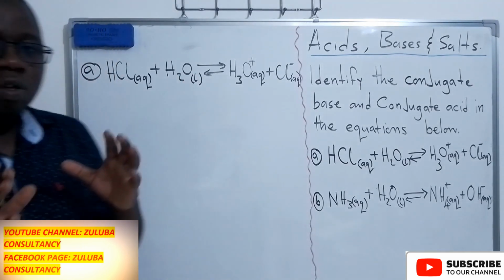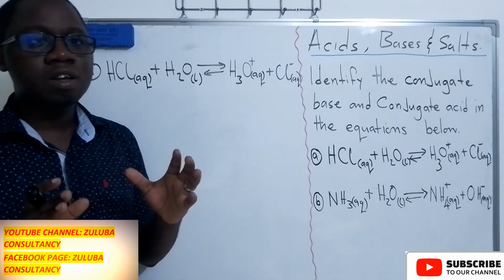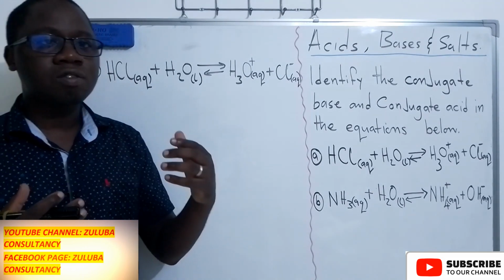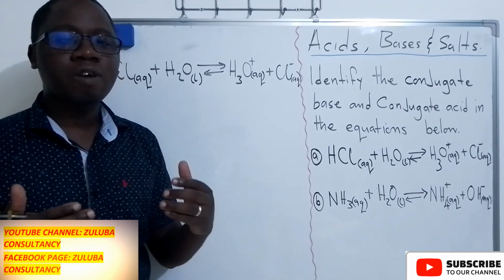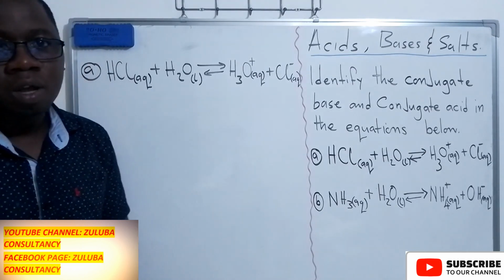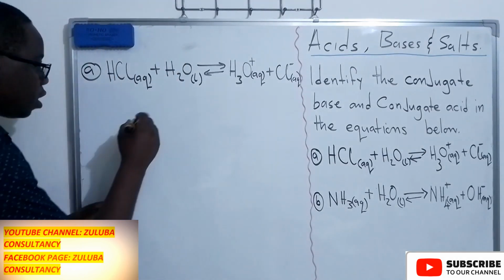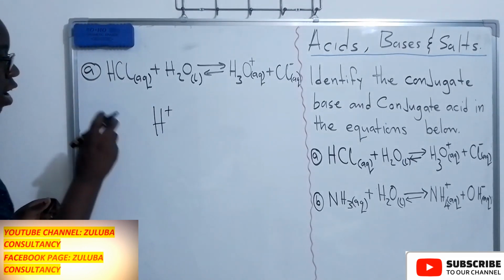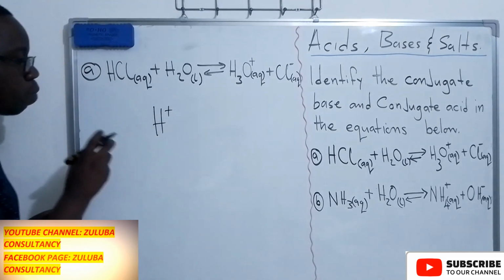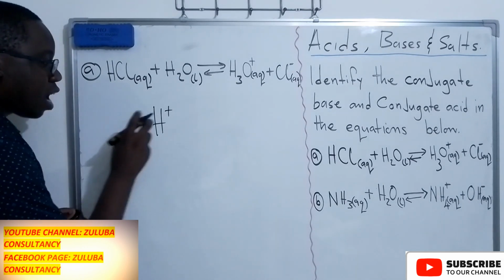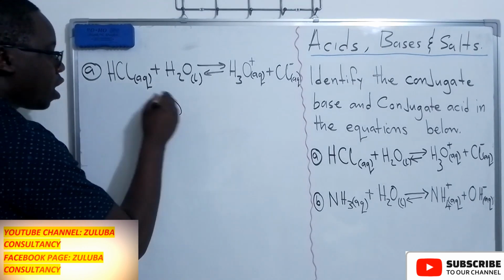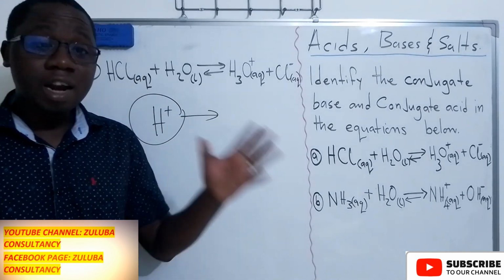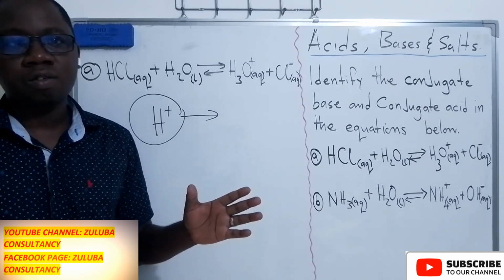So according to the definition we have just said, when there is a reaction between an acid and a base, there is a transfer of a proton. Now, a proton is basically H+. So, when a reaction is taking place between an acid and a base, we are saying H+ is transferred. We have defined an acid and a base.